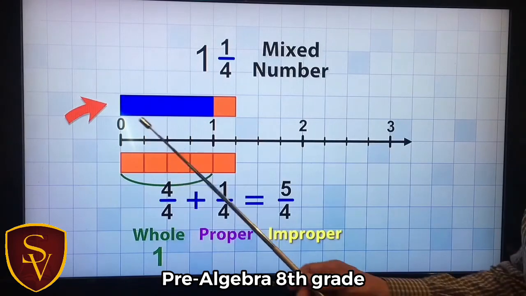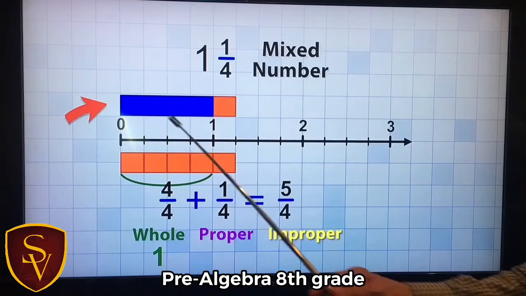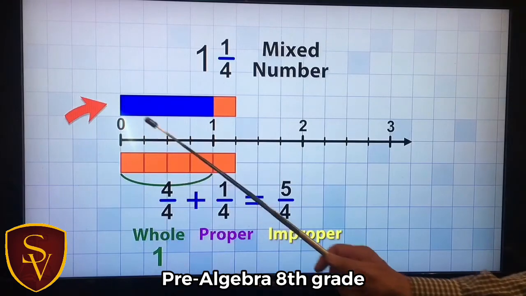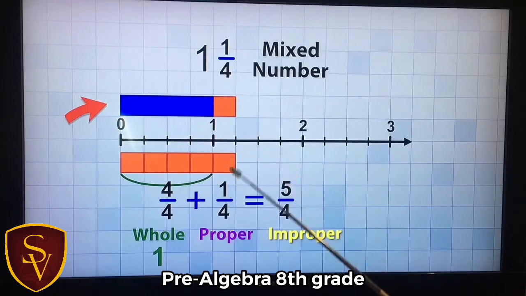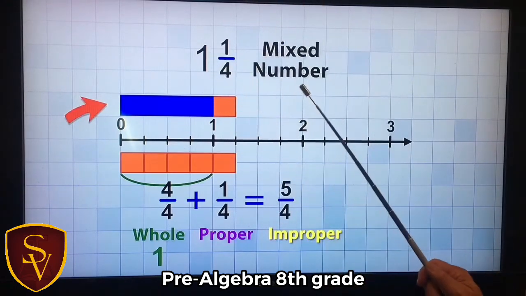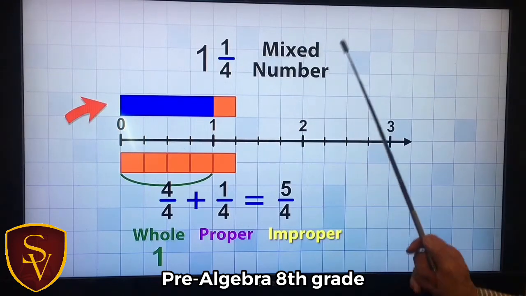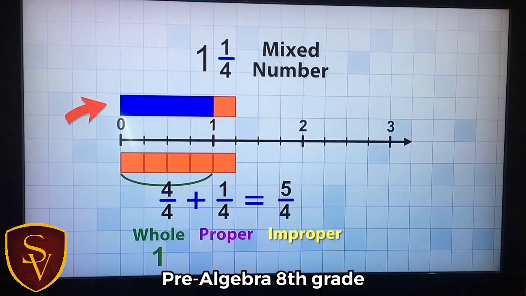And if we add 1 plus 1/4, we're going to have 5/4 of a fraction. But this 5/4 becomes an improper fraction. And that's why, as you can see in the picture, if we have one whole, which is 1, and add 1/4, we have completed what we call a mixed number. A mixed number is one part as a whole and one part as a fraction.